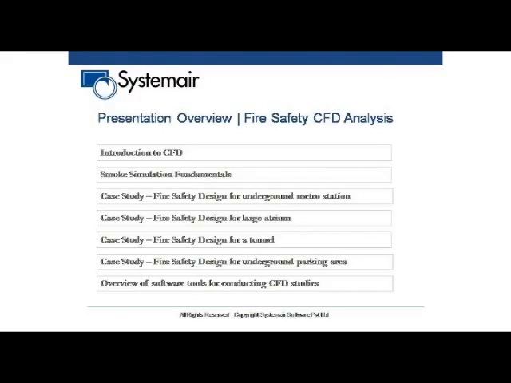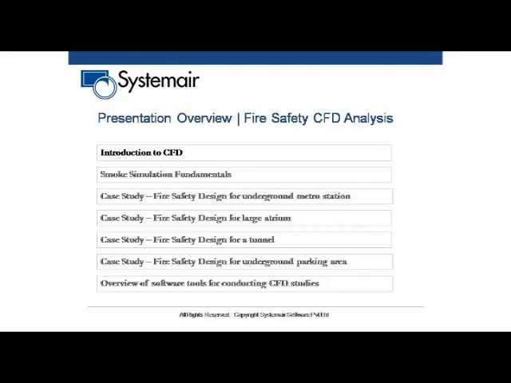This will be the flow of the presentation. I'm going to introduce what CFD is and where we use it. Then what are the fundamentals used in doing CFD, computational fluid dynamics analysis. Then a few case studies: one related to an underground basement station, a metro station, then a large atrium, an airport in this case, a tunnel, and a car park. And then I'll briefly touch on the software used for CFD analysis.